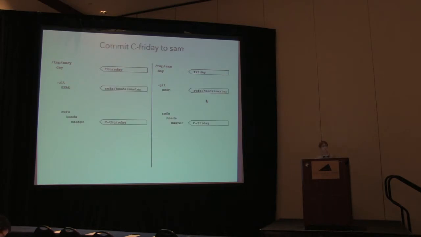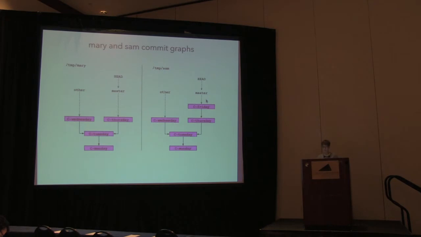So now let's commit Friday to Sam, not Mary, that's crucial. So we're working on the right here. I wrote Friday into the day file, and then I committed, and so now master is pointed at C Friday. So this is the state we're in.